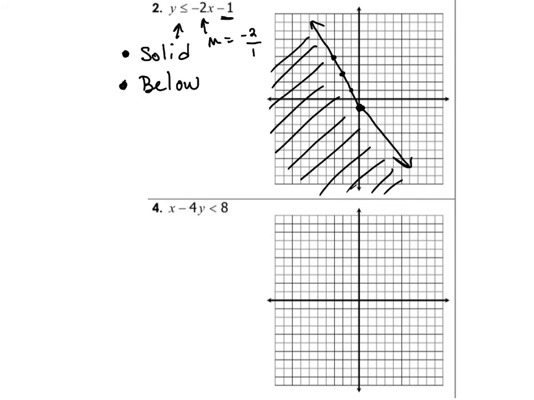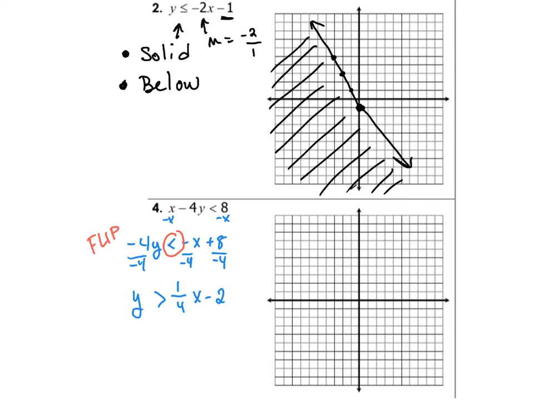All right, number 4. All right, we need to change this to slope intercept. So get the y by itself. So minus the x first. So we get -4y is less than -x plus 8. We divide by -4 to everything. And what happens when we divide by a negative? Well, make sure you flip the sign. Okay? So make sure you flip. So we get y is greater than, and then we get -1 over -4 is 1/4 x. And then 8 divided by -4 is -2.